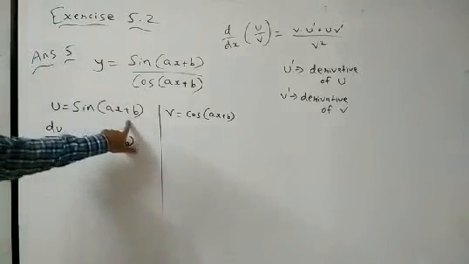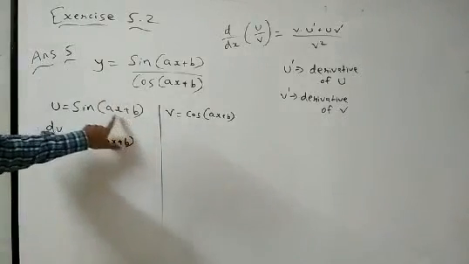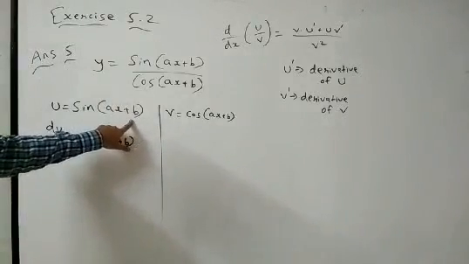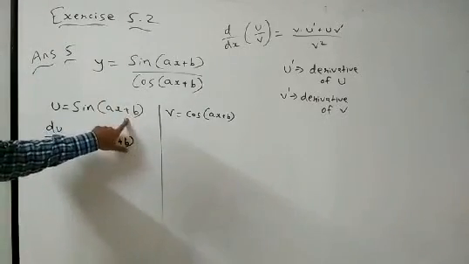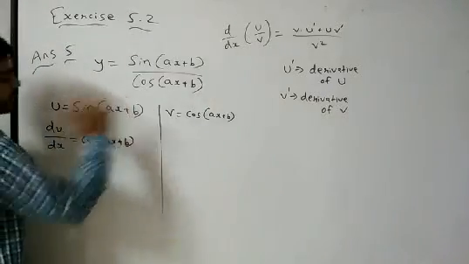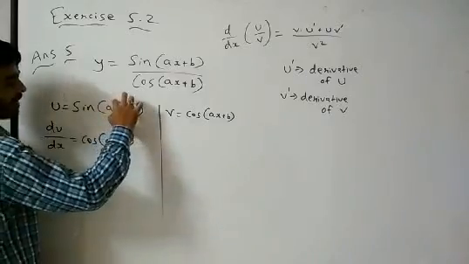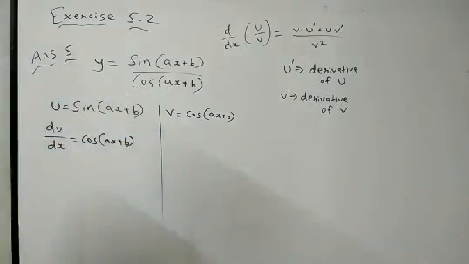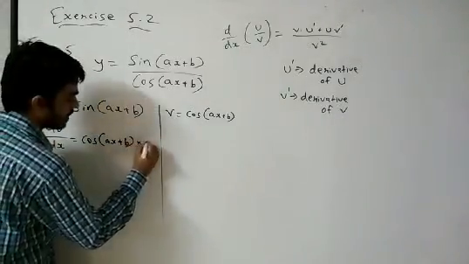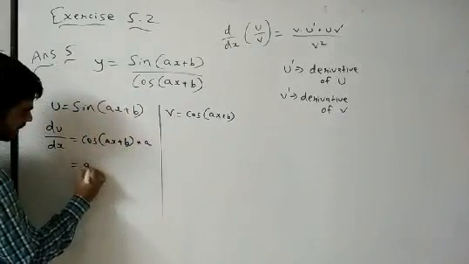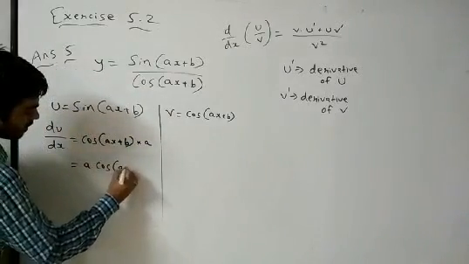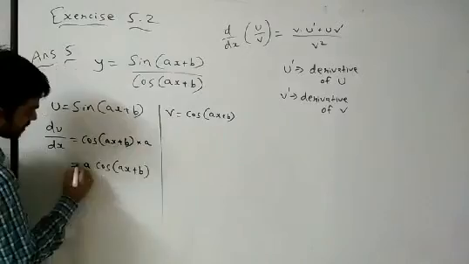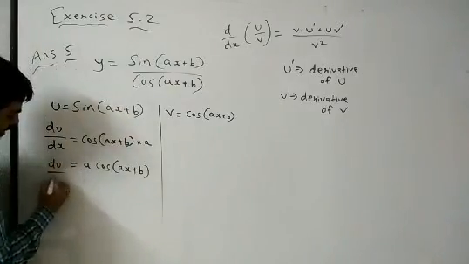Derivative of ax plus b. So what is the derivative of ax plus b? b is a constant, so it will be 0 only. And 0 plus something, whatever is there in something, it will be our answer. But the derivative of ax, the a will be coming outside, so multiply with a. Here you can check, a cos of ax plus b will be our answer. That is du by dx.